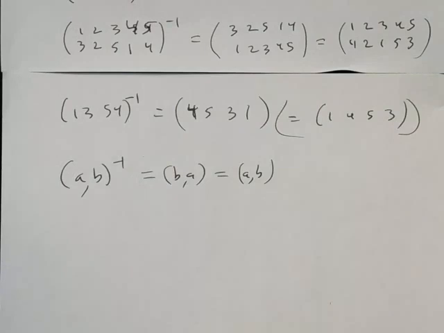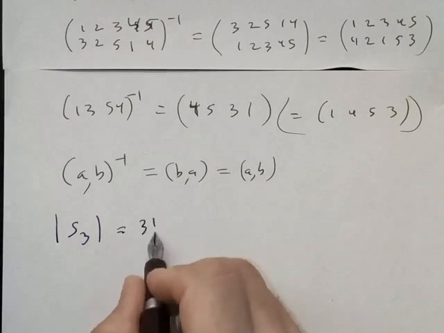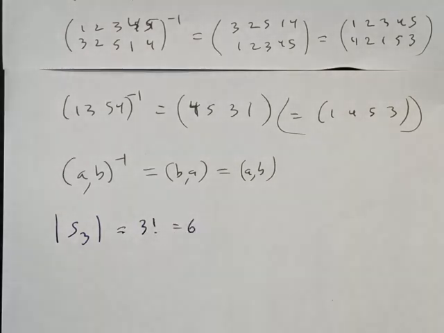Now, I will freely admit, as we get more and more of these things, even just looking at S3, how many things are in S3? Which is 6. Now, one of those things is the identity, right? The identity definitely lives there. But then I have 5 other things, and I can write all the permutations out.